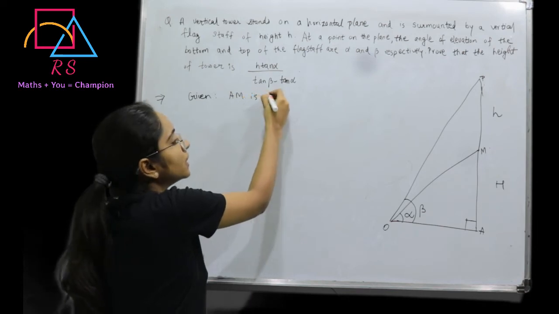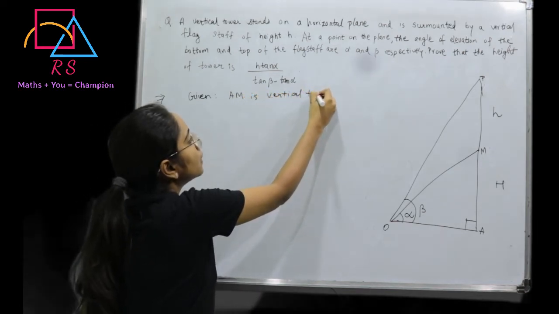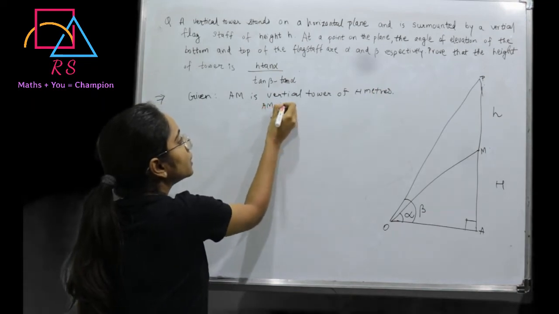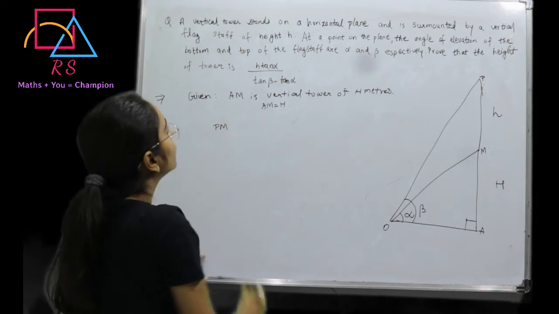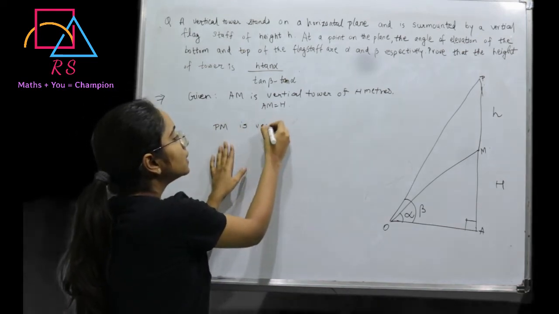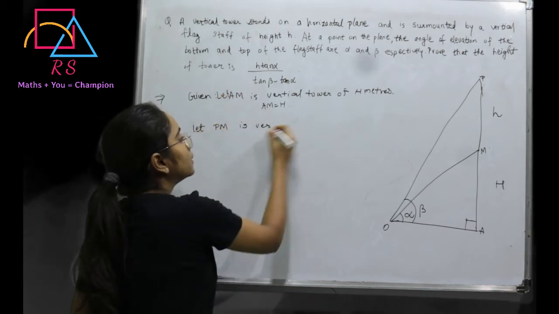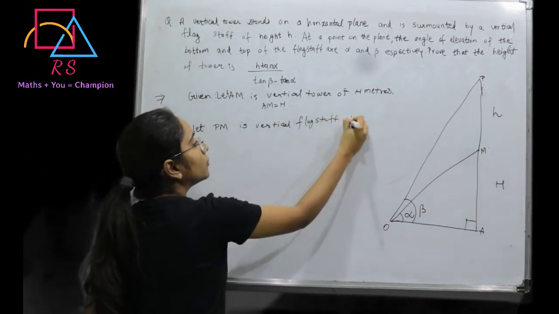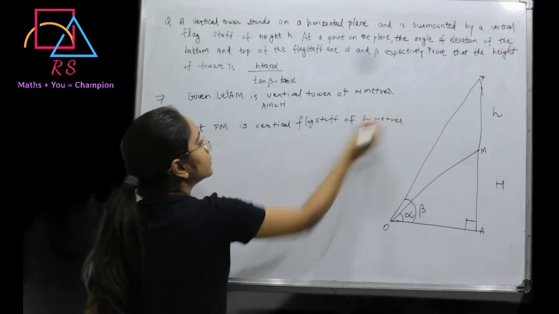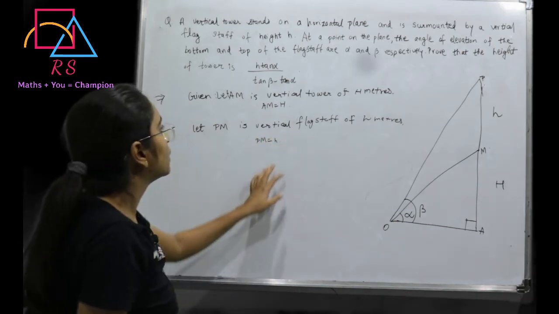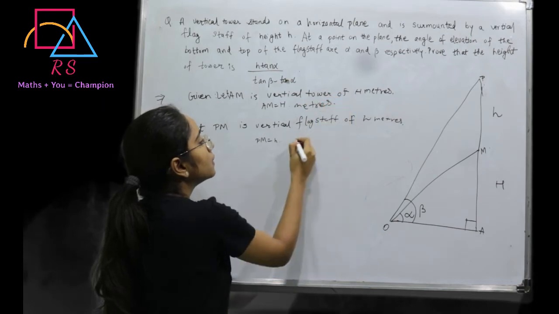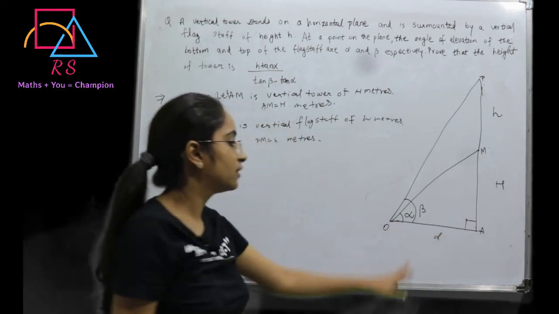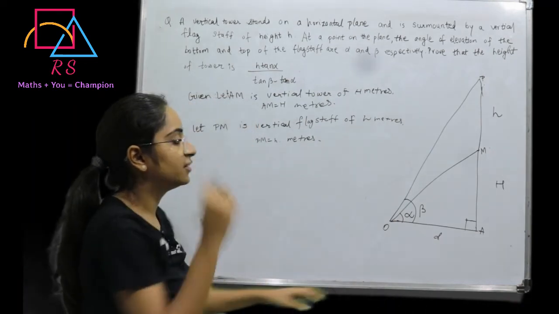AM is the vertical tower of H meters. I'll write AM equals H, and PM is the vertical flagstaff of h meters. Again, PM is equal to small h. And then I can consider the ground as d meters, which is OA, as the adjacent side.